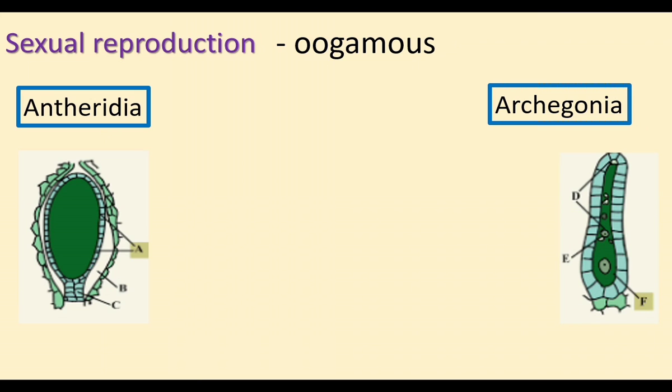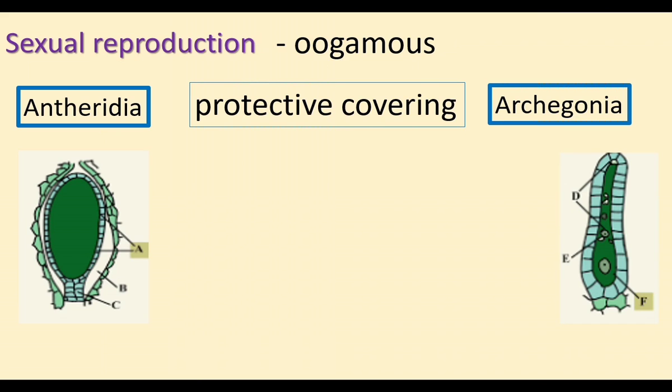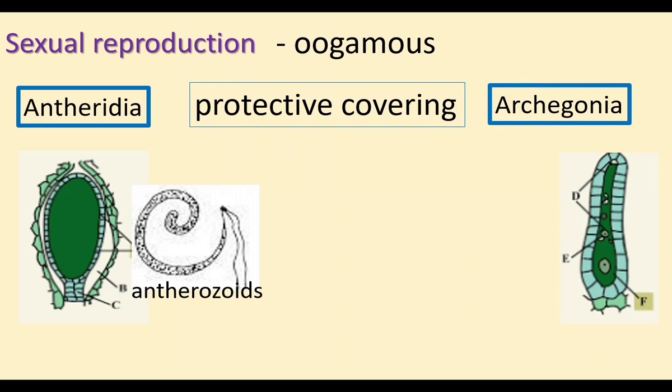Antheridia produce biflagellate antherozoids. In bryophytes, Antheridia and Archegonia are protected by a multi-layered covering. Antheridia are male reproductive organs. They produce biflagellate antherozoids. Antherozoids swim in water.